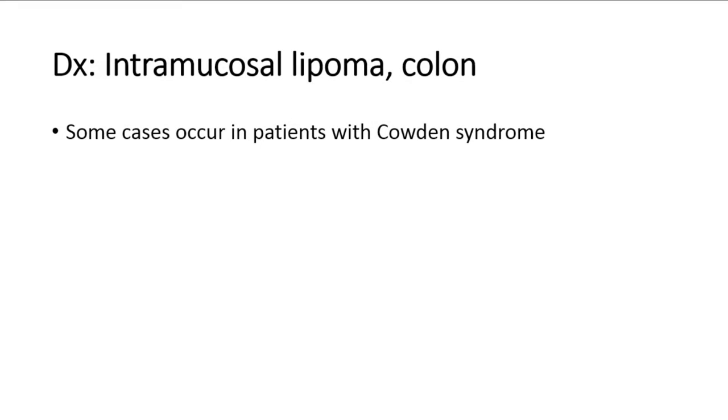And in my experience, most of these are sporadic, don't mean anything, but if you encounter them, you do want to suggest the possibility, not the strong likelihood, but the possibility that this patient could have Cowden syndrome, because it has been reported in patients with Cowden syndrome, along with ganglioneuromas, other hamartomatous polyps. Cowden syndrome can toss up lots of weird things in the colon.